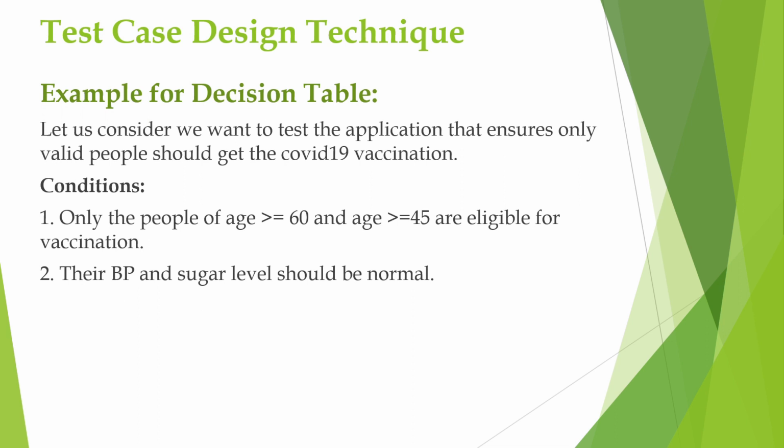Let us assume that we are building an application for COVID-19 vaccination. When the vaccination was first released, it was only for senior citizens, that is, persons whose age is 60 plus and in normal condition, meaning they should not have high BP or high sugar. Later it was released for the age criteria above 45 with the same condition: they should not have high BP, and the sugar level should not be high. Based on these two conditions, we will now make the decision table.